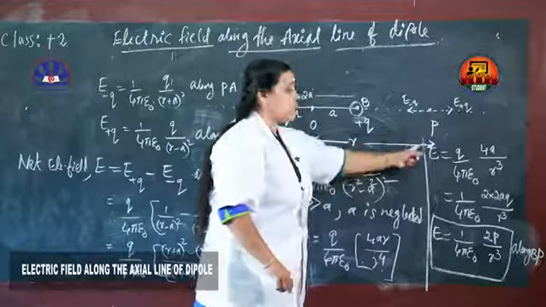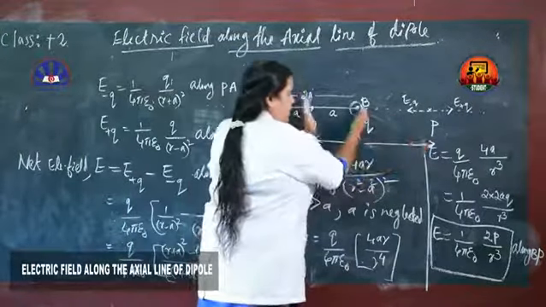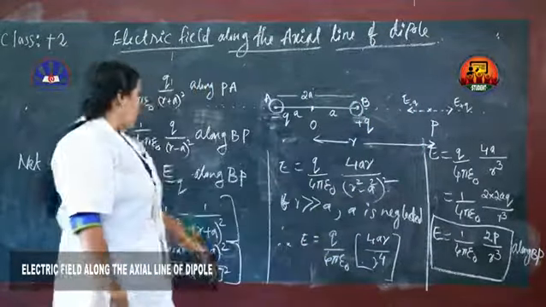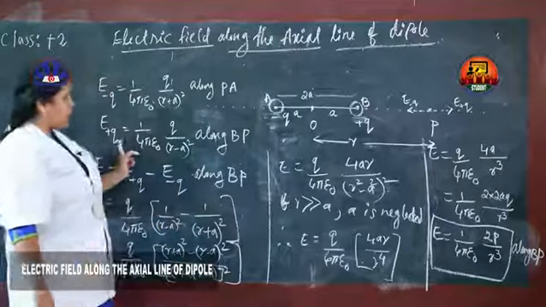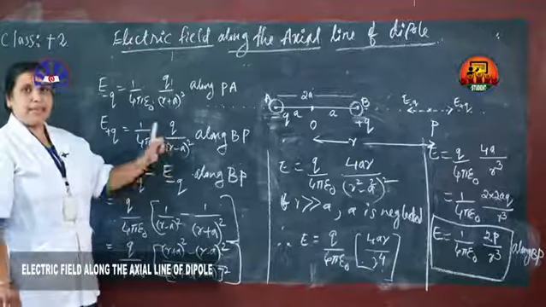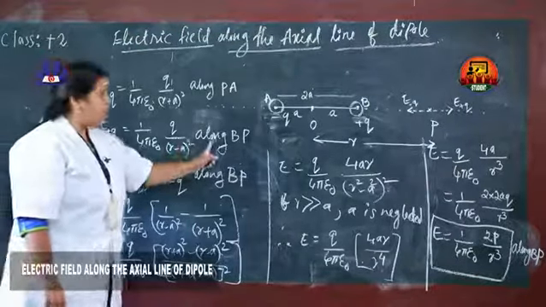The distance of separation is r minus a. Right? This much is r and this is a. So this distance can be taken as r minus a. Now the electric field E plus Q equals 1 by 4 pi epsilon 0 Q divided by, instead of r square, here we have to write (r minus a) whole square along BP.